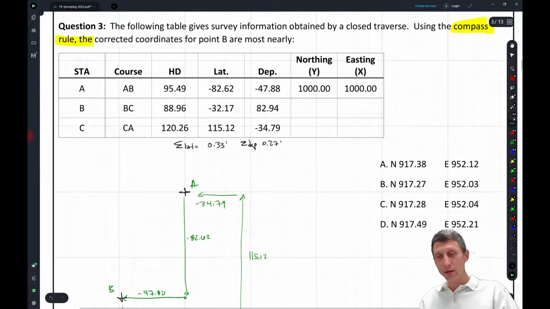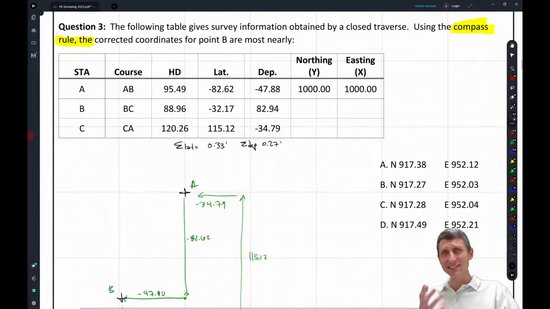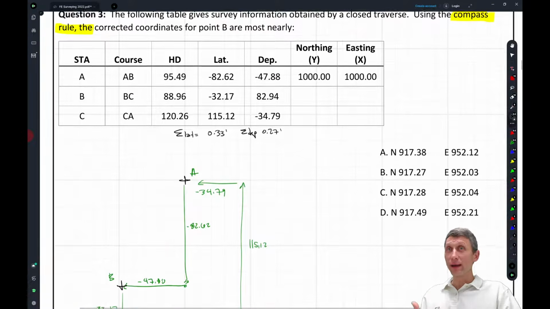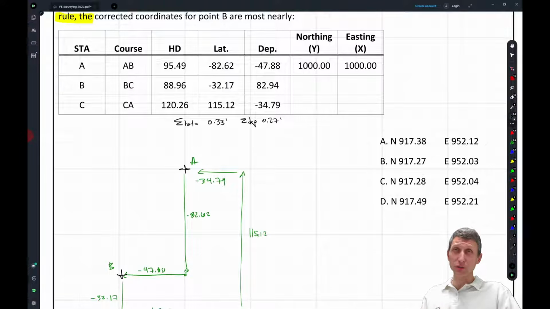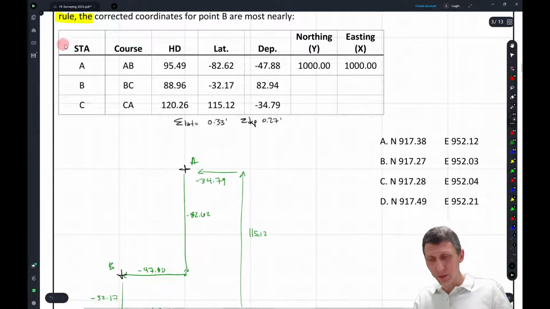And this is where the compass rule comes in. This is just kind of like a weighted average type thing. We're going to weight this based on the length of the course. So the bigger course length gets more error. Does that make sense? Essentially, we're going to use these horizontal distances to weight the latitudes and departures.